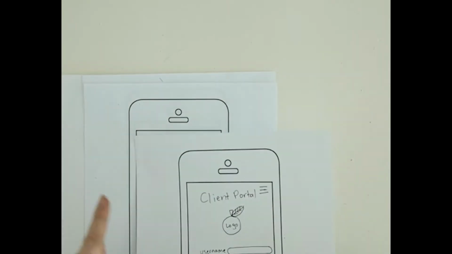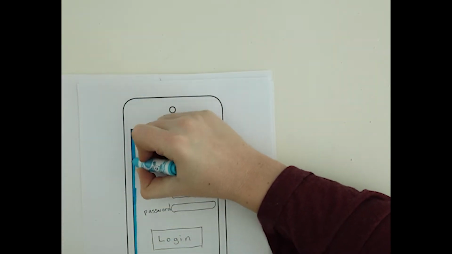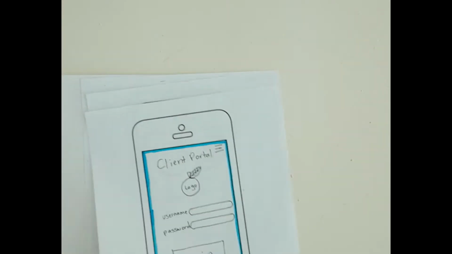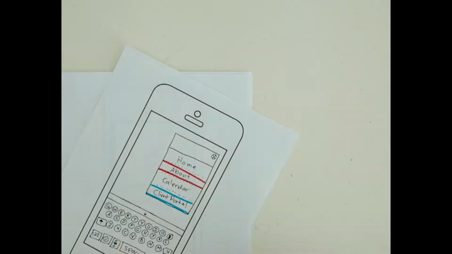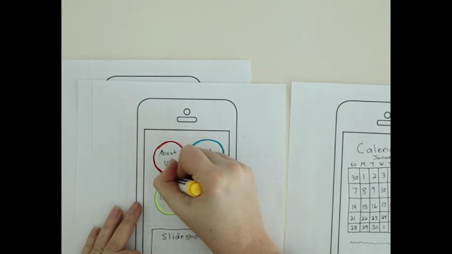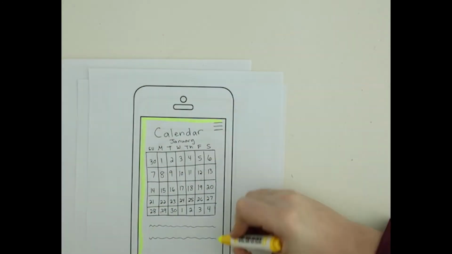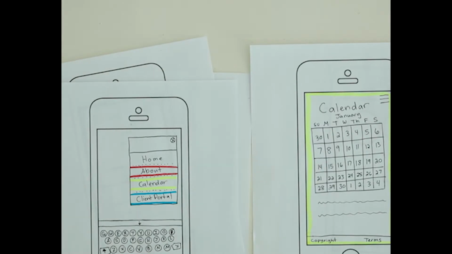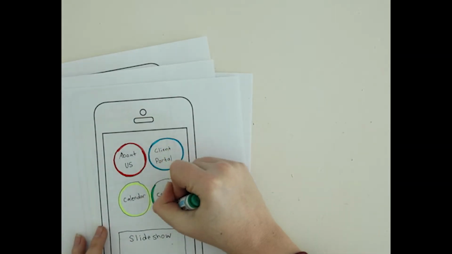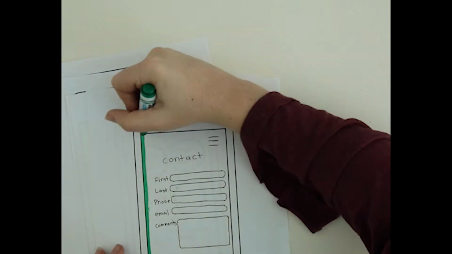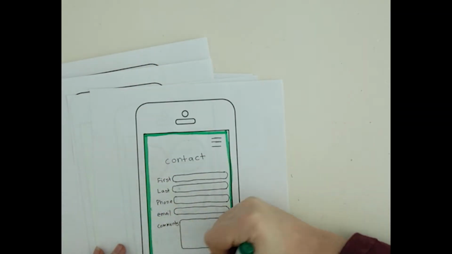So I make sure I go through every element in my app and I use different colors to show what the interactivity does. So my yellow button goes to my yellow screen. And I just go through and I do everything color coded so I'm able to see what leads to what.